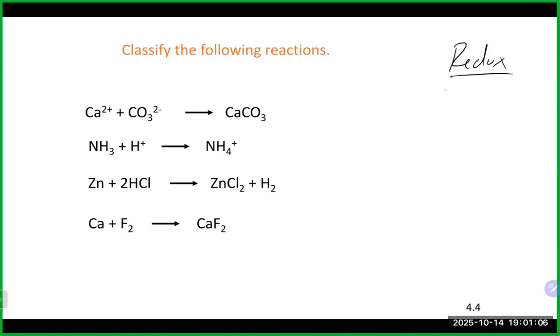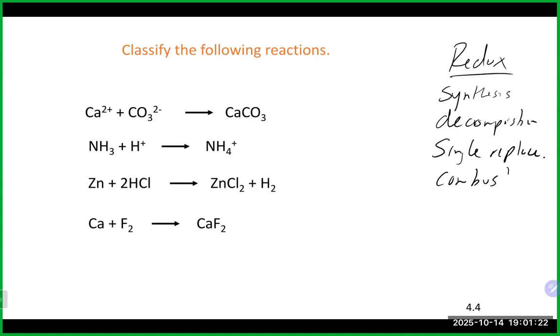So again, just to summarize, we won't go through these, but we have our redox reactions, which is our electron transfer. More specific classifications are synthesis, combination, decomposition, single replacement, and combustion. We have our big category of double displacement, which has no oxidation reduction happening.